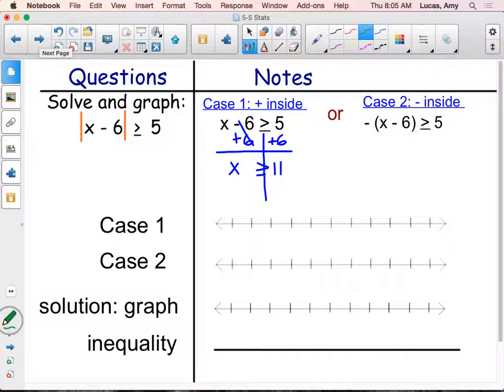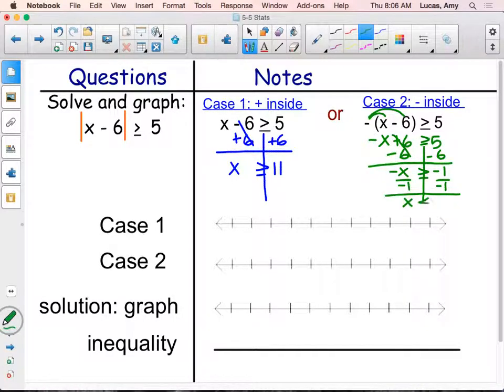Then the second one, remember there are 2 ways to think about the negative sign. On this first one, I'm just going to distribute it. So -x plus 6 then is greater than or equal to 5. I would solve by subtracting 6. -x is greater than or equal to -1, and then dividing by -1, which flips my symbol. So x is less than or equal to 1.